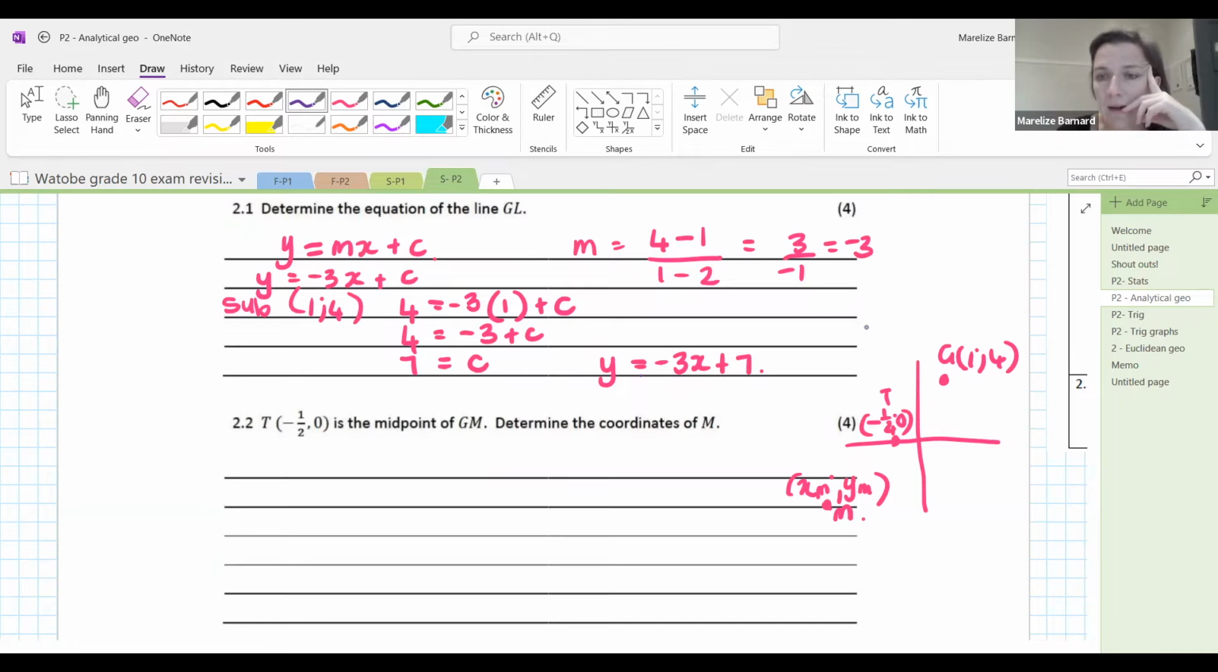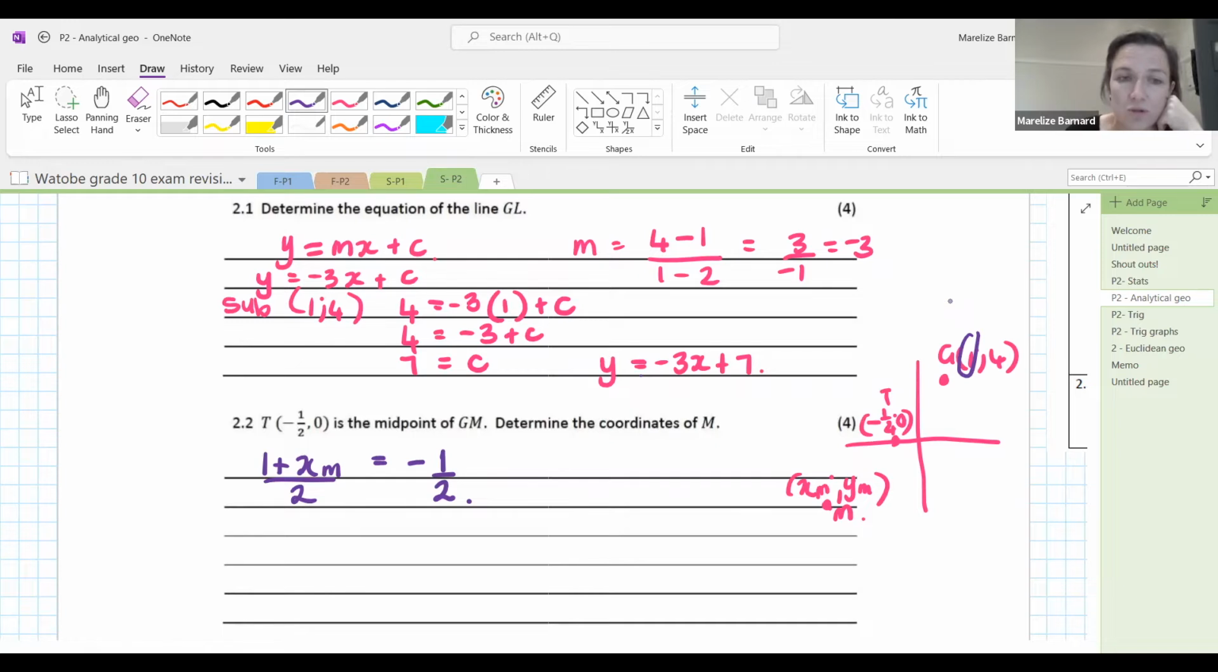Okay, let's see. So to find this x coordinate at M, normally what we do when we find a midpoint like T, we take the x coordinate at G and add it to the x coordinate at M, and then divide it by 2, and then we get that midpoint, which is minus a half. So we're going to make an equation. We're going to say, take this x coordinate, 1, add it to the x coordinate that I don't have, divide it by 2, and that will give me negative a half. Now we can just solve for that x coordinate.